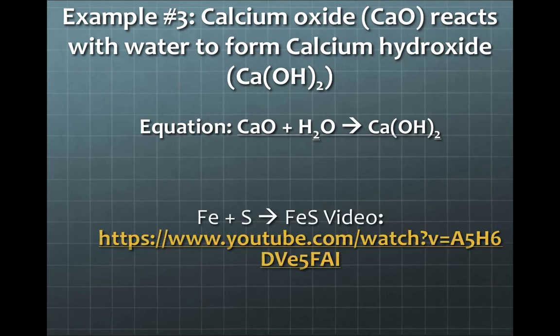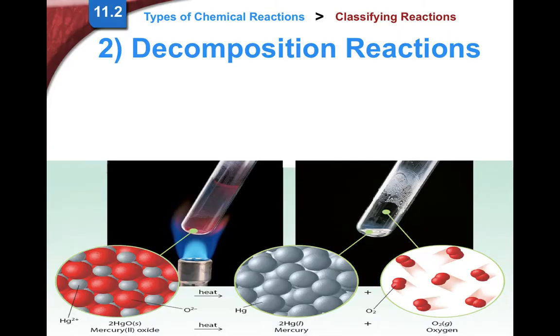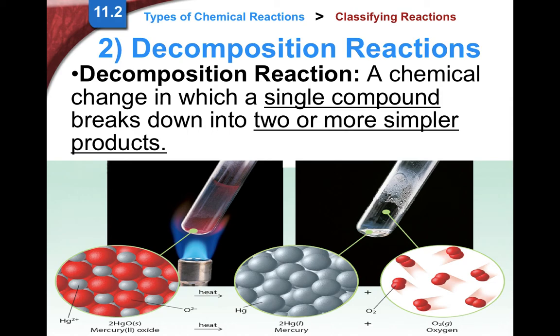Okay, and then if you guys want, there's a chemical reaction video on iron and sulfur reacting to form iron sulfide. Then the last thing I want to do today is decomposition reactions. It's just the exact opposite of the synthesis reactions. Decomposition reactions are where a chemical change in which a single compound breaks into 2 or more simpler products.